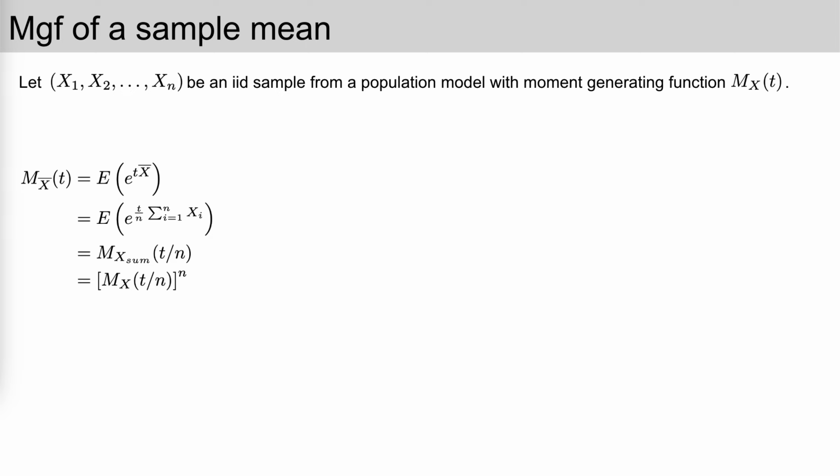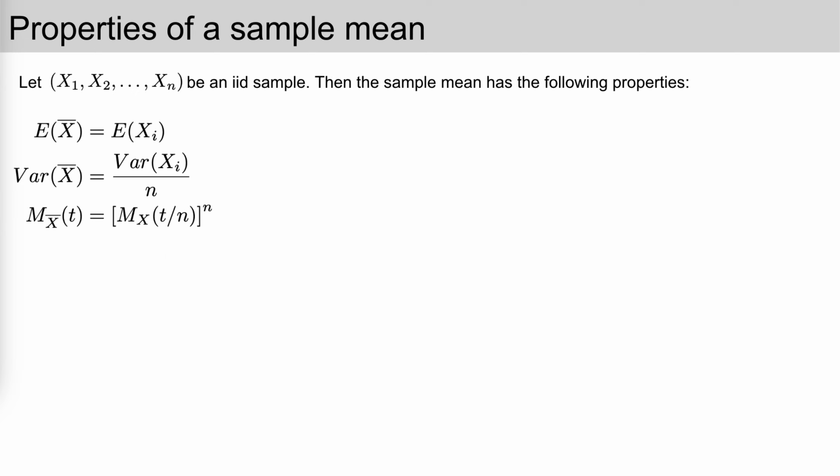Thus, the MGF of our sample mean is the population MGF, m of x, evaluated at t divided by sample size n, all to the nth power. In conclusion, we've established the following properties for the sample mean x bar calculated from an IID sample.